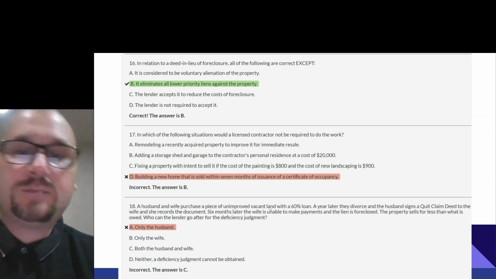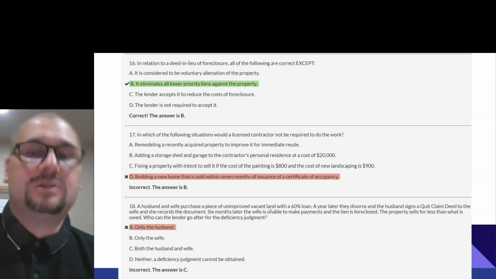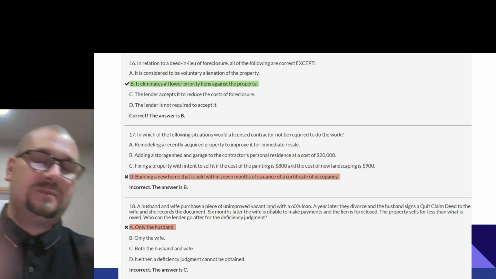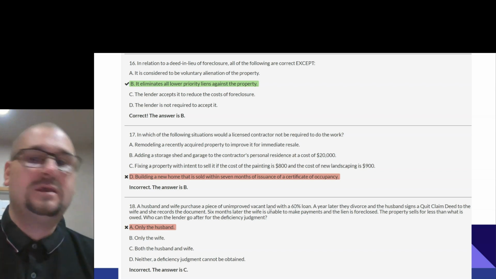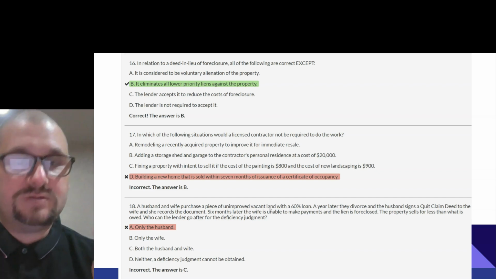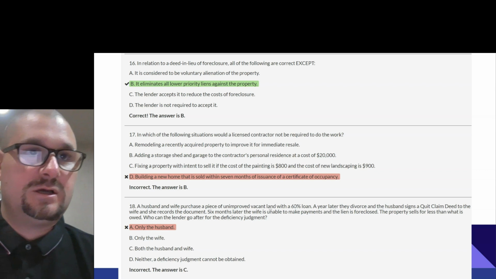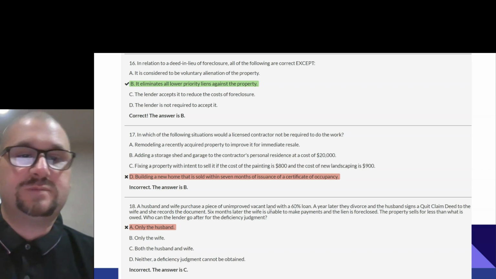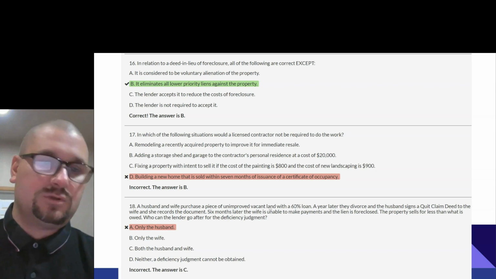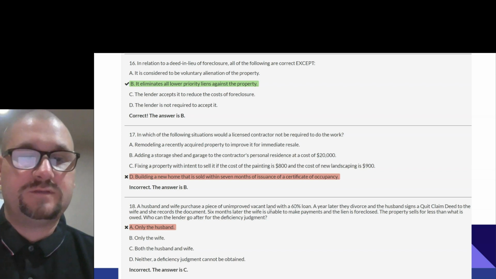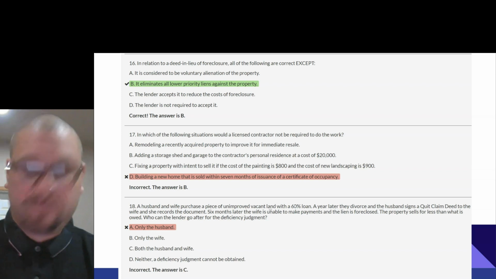Because this is unimproved vacant land, that husband is also still going to be, even though they got divorced and he quitclaimed the deed over to her and it's in her name now and his name is removed, both husband and wife still can be gone after by the lender in a deficiency judgment. So is it only the husband? No. Only the wife? No. Neither, deficiency judgment cannot be obtained? No.